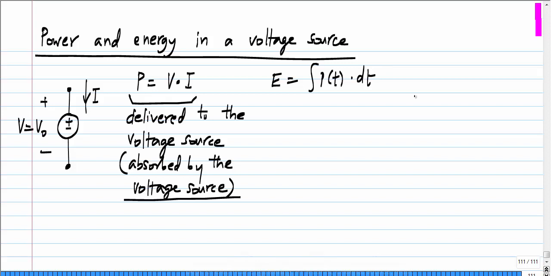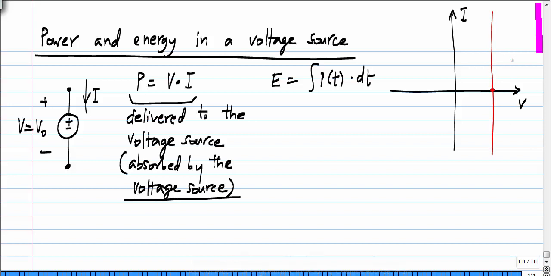Now, let me draw the I V characteristics of a voltage source. I will assume that this V naught is positive. We know from earlier discussions that the characteristic is a vertical line at V equals V naught. So, regardless of the current, the voltage is V naught. Now, if you look at the first quadrant, V is positive and I is positive and the voltage source actually absorbs power because the product V I is greater than 0.